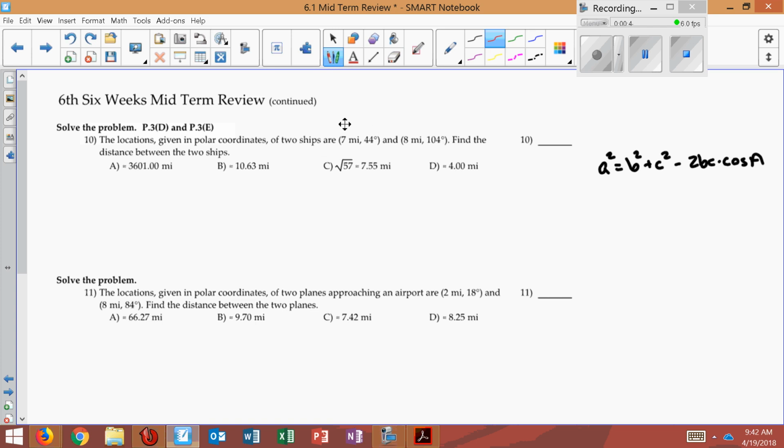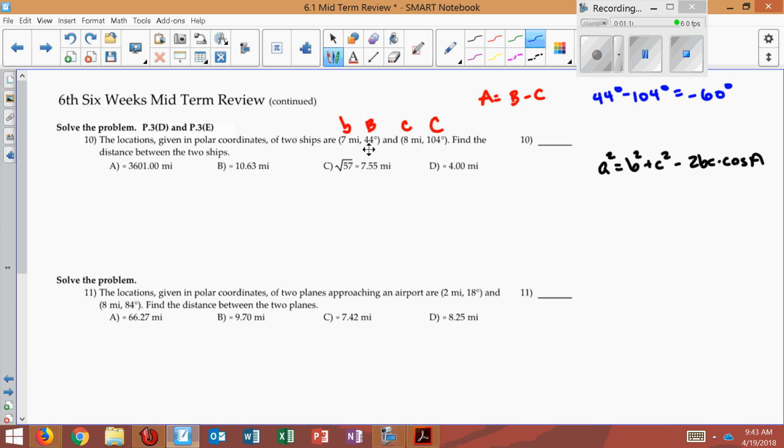Now, when we come over here, we're going to call 7 b, 8 will be c, and to find the angle, A can equal this angle B minus C. So A will equal B minus C. And really, it doesn't matter, you can go the other order as well. So I could do 44 degrees minus 104, which equals negative 60 degrees.